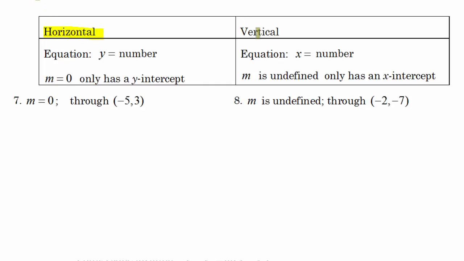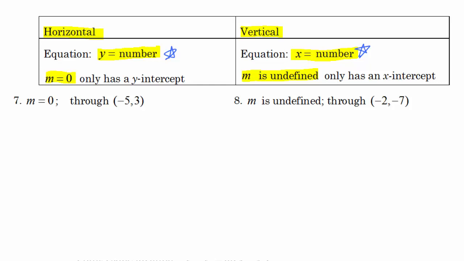Alright, here come those horizontal and vertical lines. As we saw in the third example, I believe, if you have m equal to 0, you only get an answer of y equals a number. However, if you have a vertical line, you're only going to get x equal to a number, and remember, m is undefined. So these again are so easy they're hard, and mainly I guess because you have to memorize something else. You just have to memorize it.